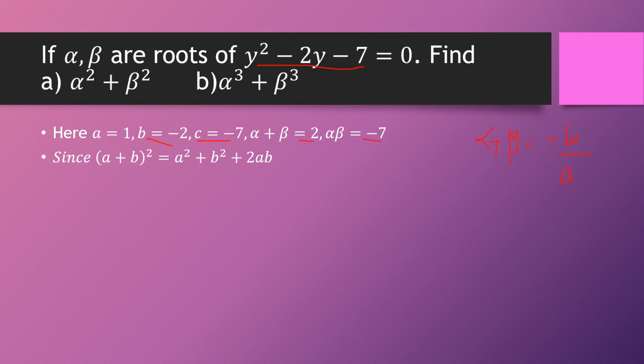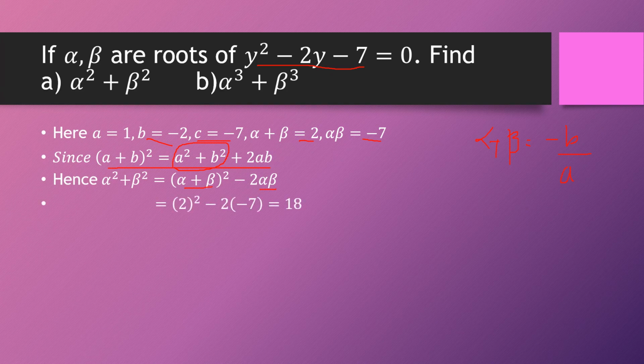Also we know the identity that a plus b the whole square is equal to a square plus b square plus 2ab. I want to find this value, that is a square plus b square. In short, alpha square plus beta square. So what is the formula for this? A plus b the whole square minus 2ab. This is what I have written. I know what is alpha plus beta. I know what is alpha beta. I'll substitute and I'll get the answer.